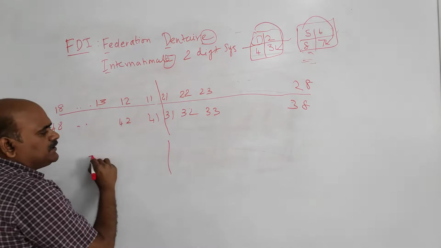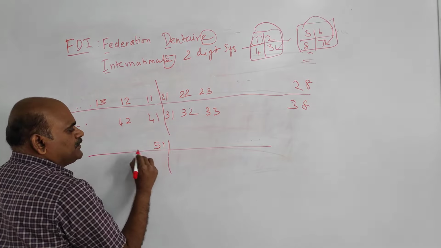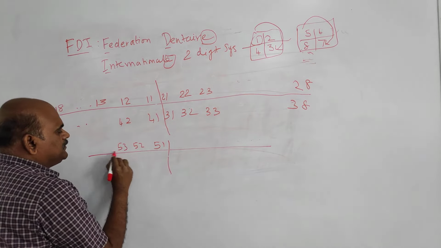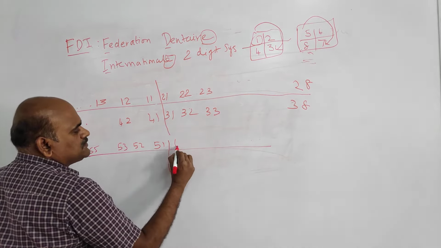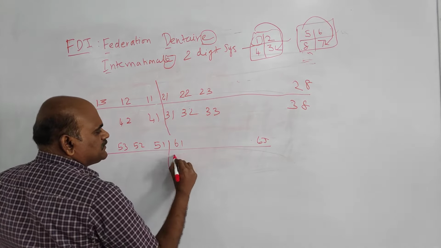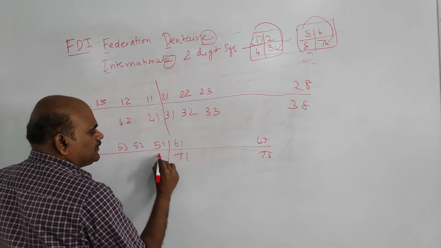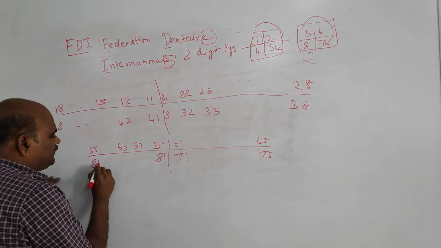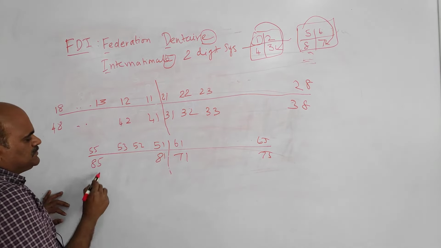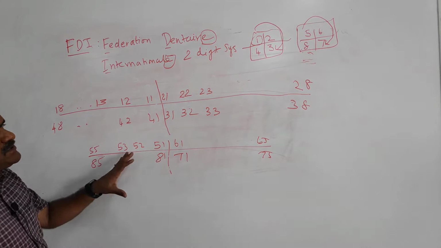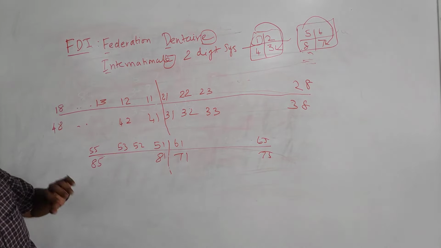Similarly, for temporary teeth 5, 1, 5, 2, 5, 3 up to 5, 5. Then 6, 1 to 6, 5. 7, 1 to 7, 5. 8, 1 to 8, 5. Like that. So this is the double digit system, otherwise called the FDI system.